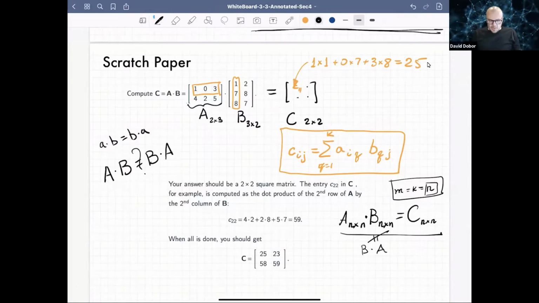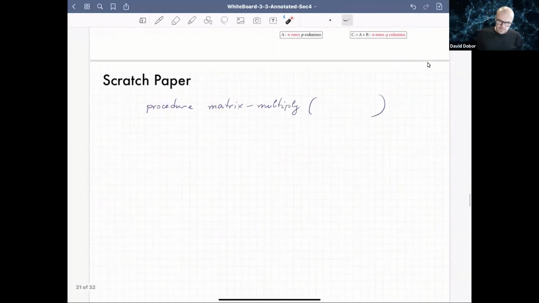All right, so this is all a review from last time. Now we'd like to implement this operation in code and look at its complexity. That's our goal today. This is what we started last time, the matrix multiply procedure, and somehow we didn't finish. So what we'll do now is just finish it.